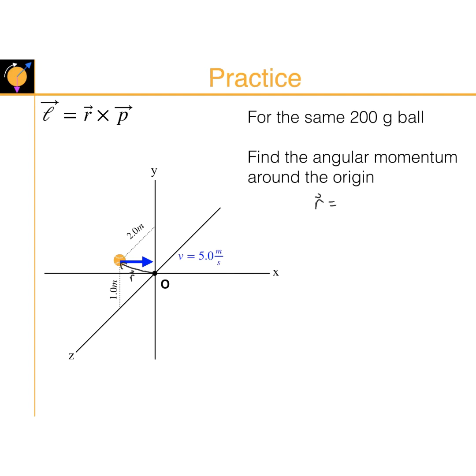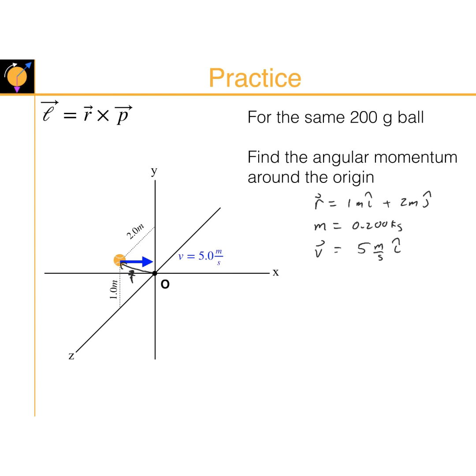So it's going to be 1 meter i hat plus 2 meters j hat, right? So that's this vector here pointing from the origin to the point. We still have the same mass, 0.200 kilograms, and the velocity vector is the same. We'll put in the sig figs at the end. It's 5 meters per second in the i hat direction.